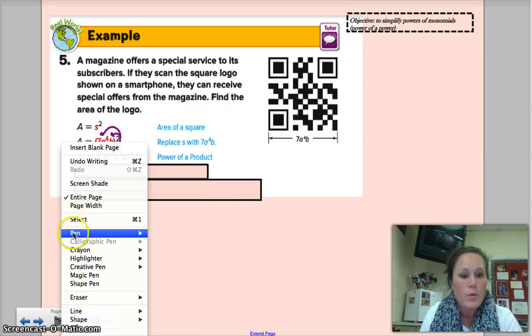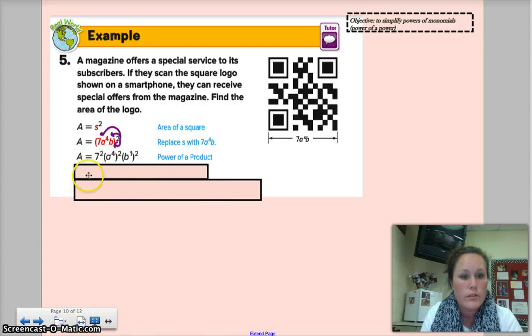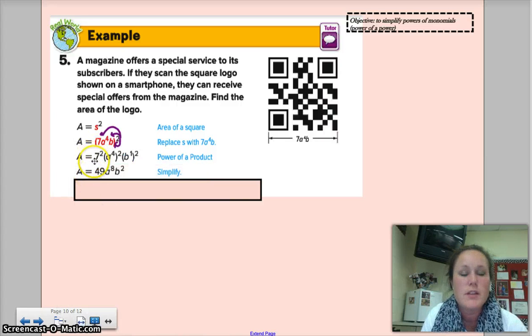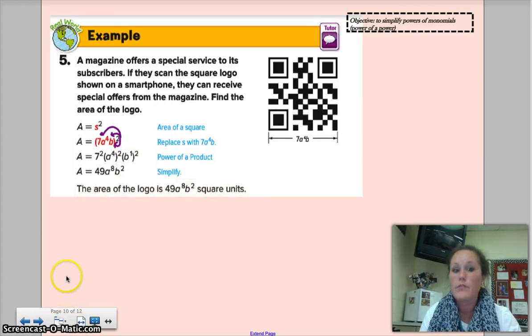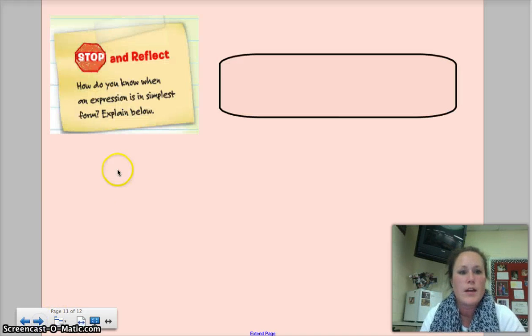All right, now we are going to reveal this, see what we get. Awesome. 7 squared is 49. A to the 8th, that's from here, and b squared from there. So the area of the logo is 49 a to the 8th b squared square units. That's a mouthful. All right, stop and reflect.